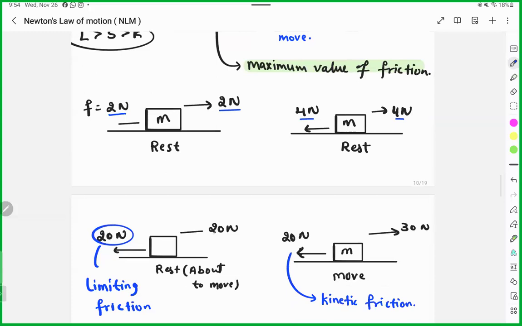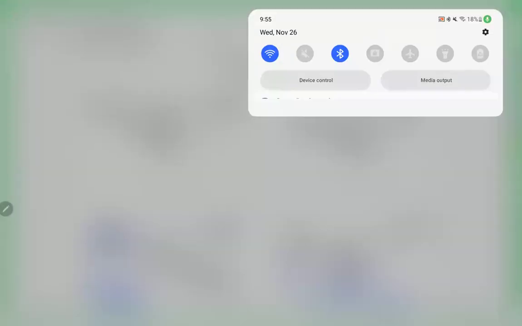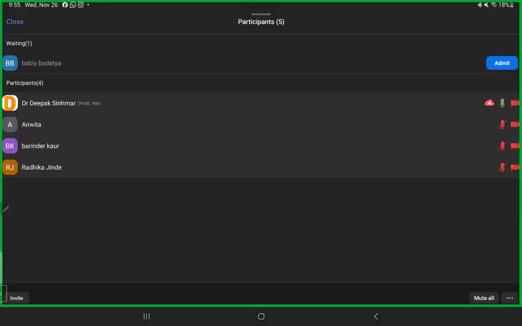If you apply 20 Newton force, 20 Newton will be the friction. And if you do 21 Newton, body start moving. And when body start moving, then there is the kinetic friction. So value will be maximum, and this maximum could be limiting friction. It cannot be more than that.